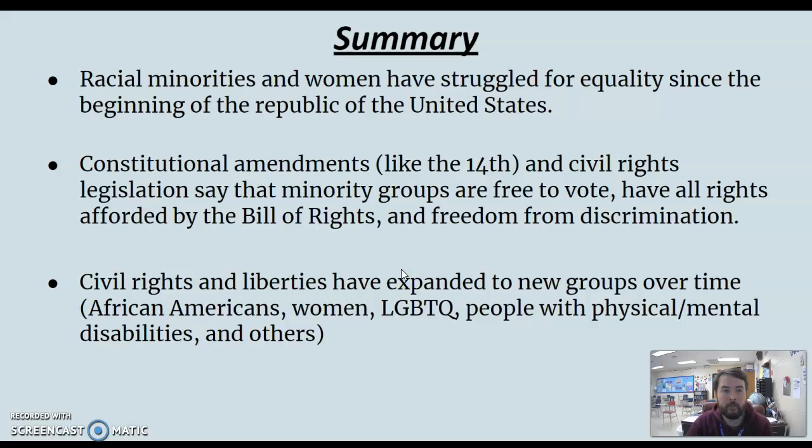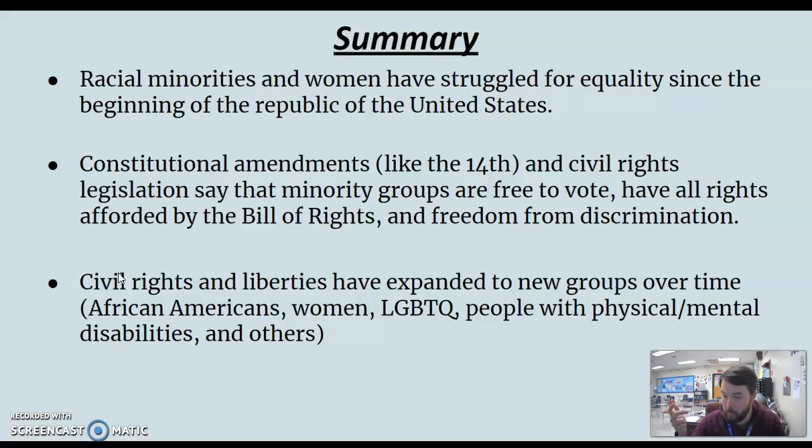Okay, so in summary, racial minorities, women, people with disabilities have struggled for equality since the beginning of the Republic of the United States. Amendments like the 14th and civil rights legislation say that minority groups are free to vote, have all rights afforded to them by the Bill of Rights, and freedom from discrimination. And the government over time has improved their ability to try to make that happen. Not always perfect, but has improved. Civil rights and liberties have expanded to new groups.